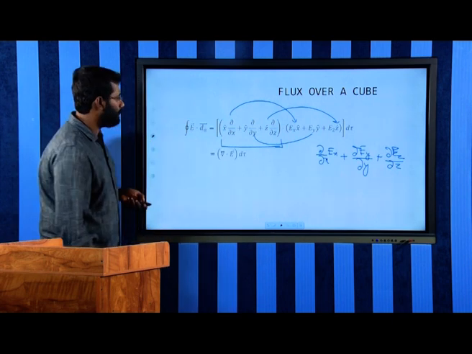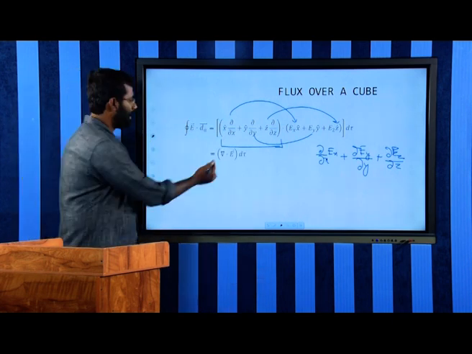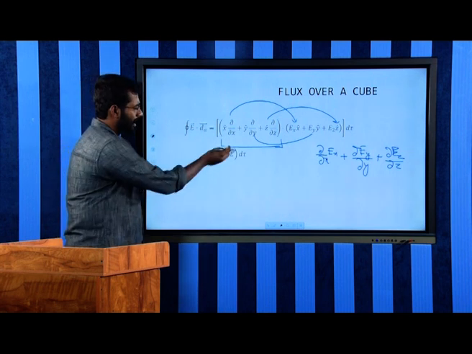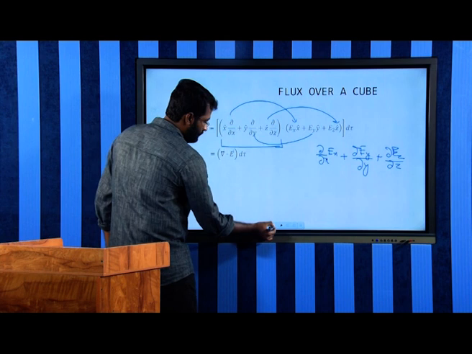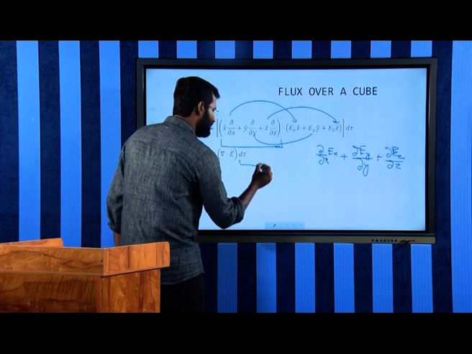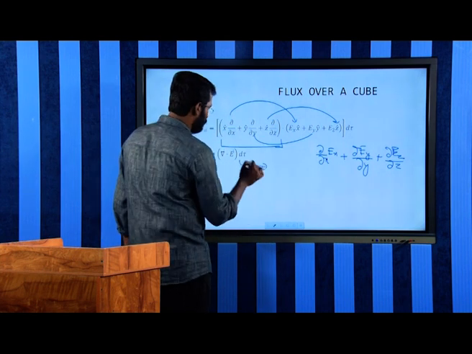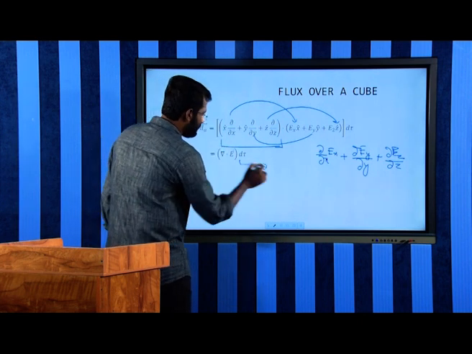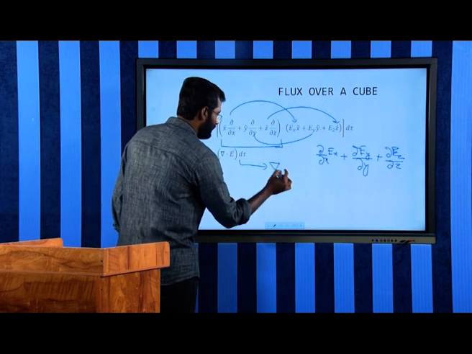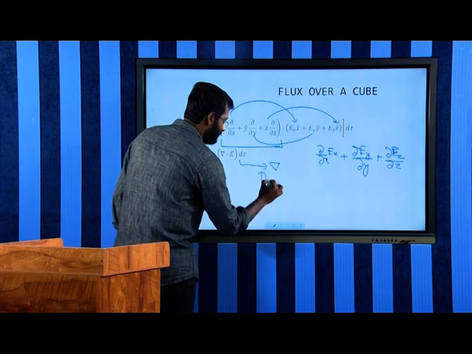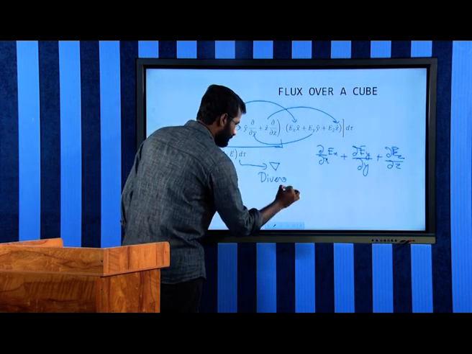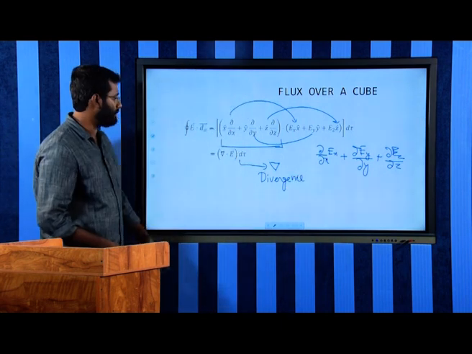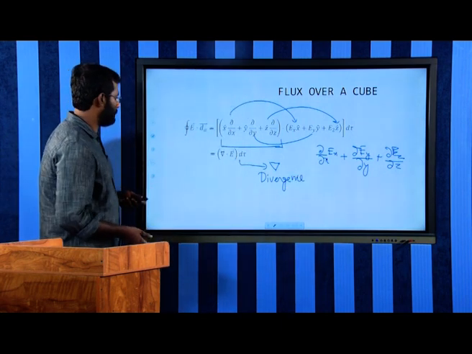So, finally we can write it as del dot E d tau. This del dot E we call divergence, and we will see its physical meaning later. For now, just take it as a word: this is called del dot E, and we call it divergence, and it has a very strong relation with its name itself. We will see that later.